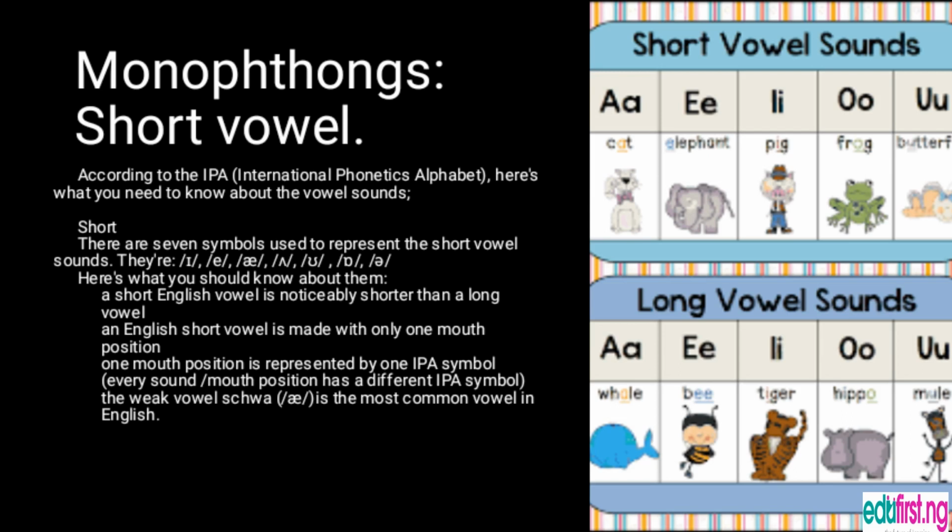1. A short English vowel is noticeably shorter than a long vowel. 2. An English short vowel is made with only one mouth position. One mouth position is represented by one IPA symbol. Every sound or mouth position has a different IPA symbol. The weak vowel schwa, as shown in the bracket, is the most common vowel sound in English.